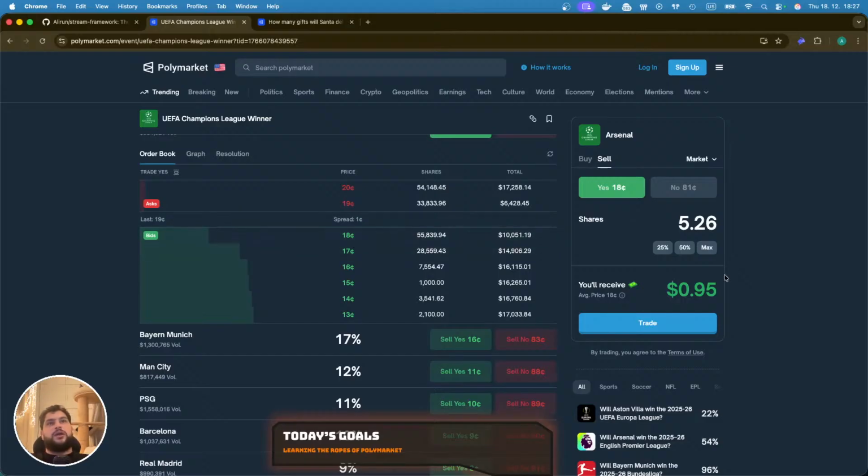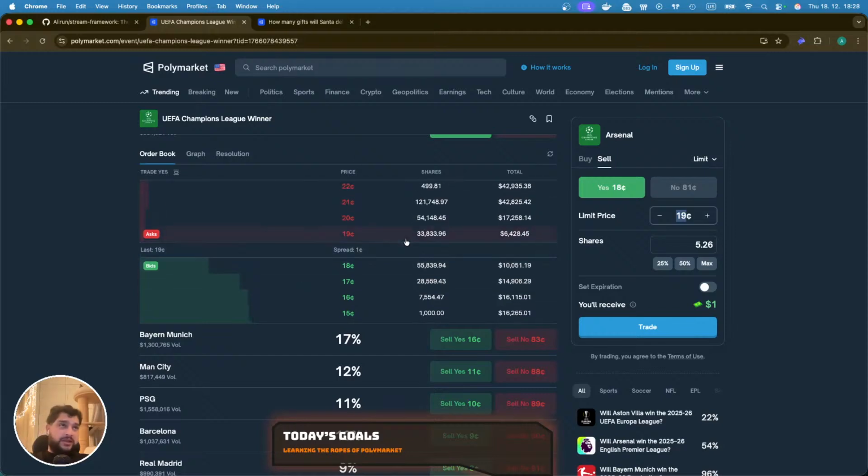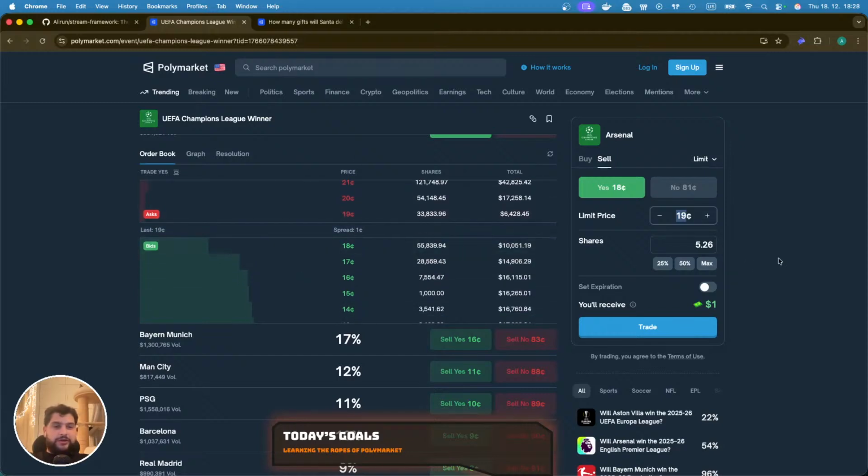So that's why we cannot sell it for the same price we bought. But this is because we use the market order here. If we were gonna change to limit order, of course we can sell it for any price we want. So we can type 19 cents and just place an order into the order book, but the execution is not guaranteed.